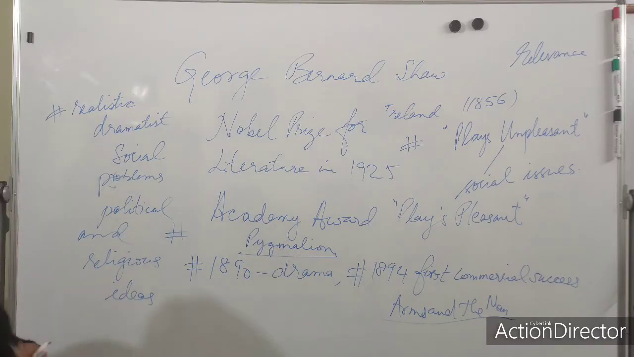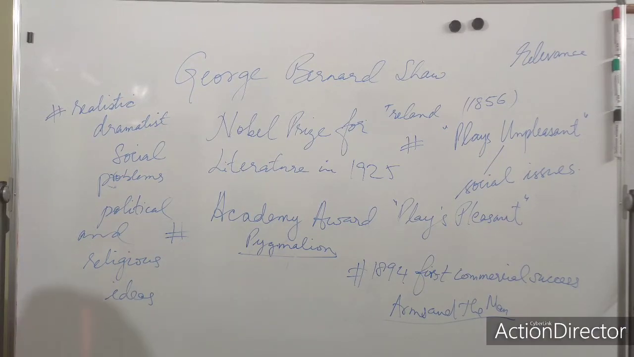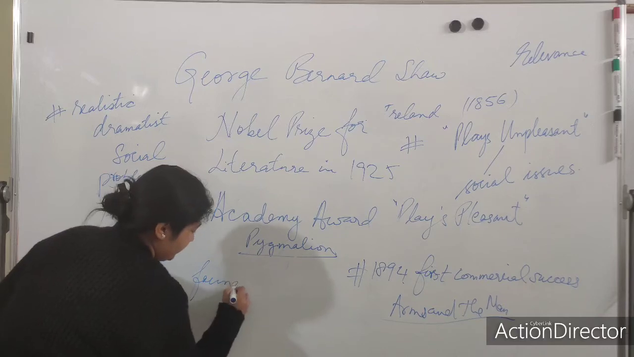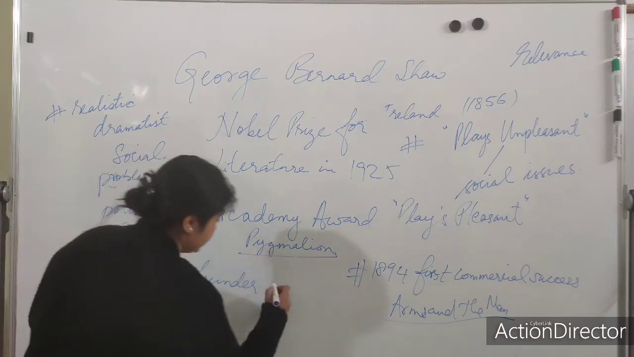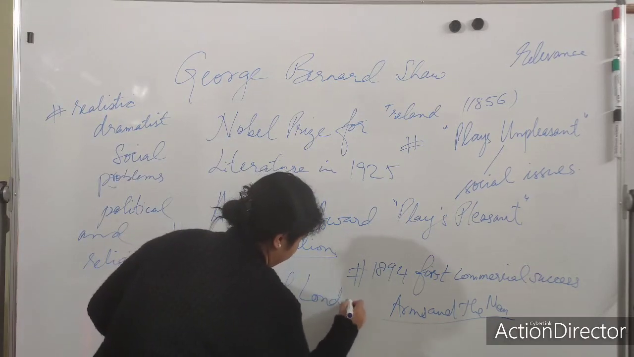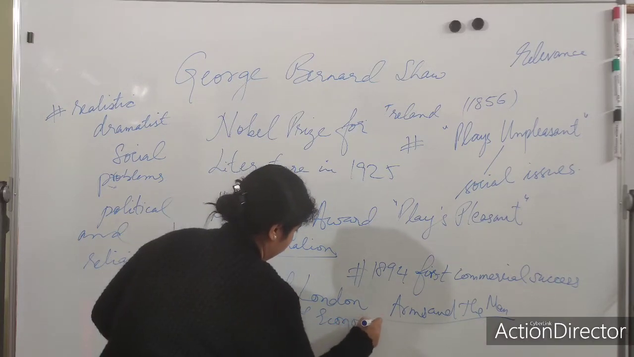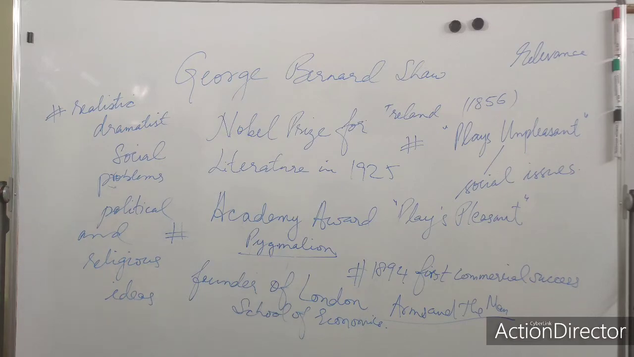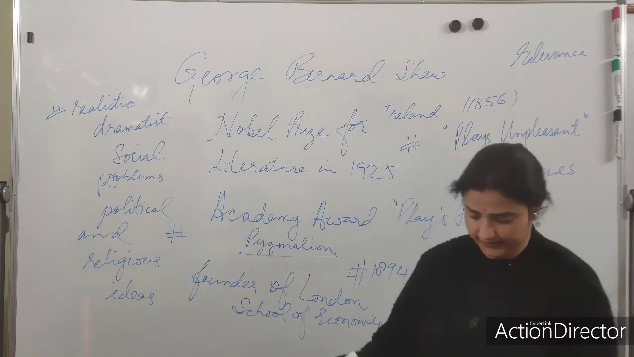Another thing, to his credit, G.B. Shaw is the founder, obviously if you read somewhere, it will also be written there that he was the founder of the Fabian Society, but what you have to remember is that he is the founder of the London School of Economics. So these are the most important aspects, as far as G.B. Shaw's bio, I would say, his biography is concerned.